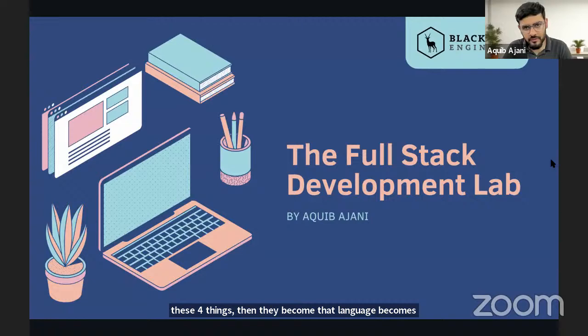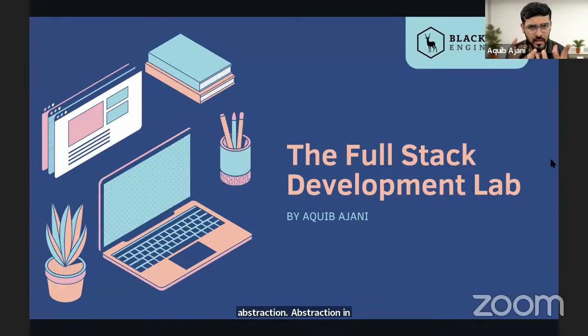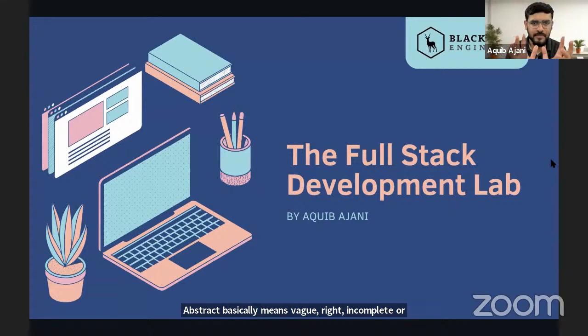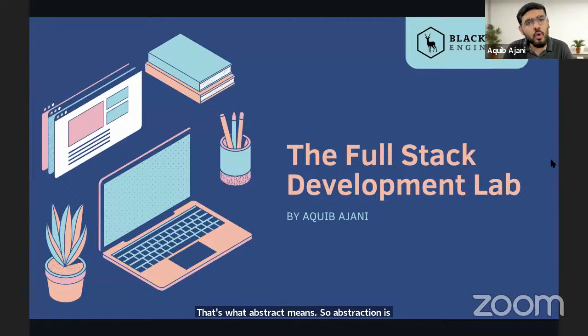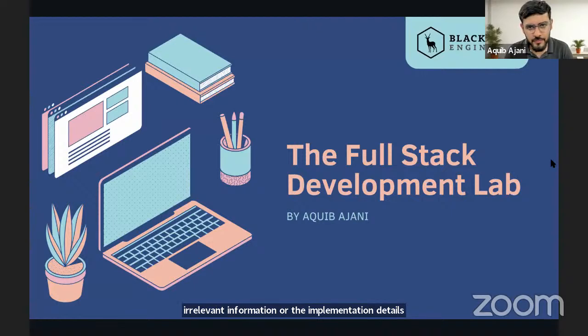Let's start with the very first feature, which is abstraction. Abstraction, in plain simple English, if we call it abstract, abstract basically means vague, right? Incomplete or something like that. It means that it is not clear. That's what abstract means. So abstraction is basically the ability of a programming language to hide the irrelevant information or to hide the implementation details from the user. That's what abstraction is, right?